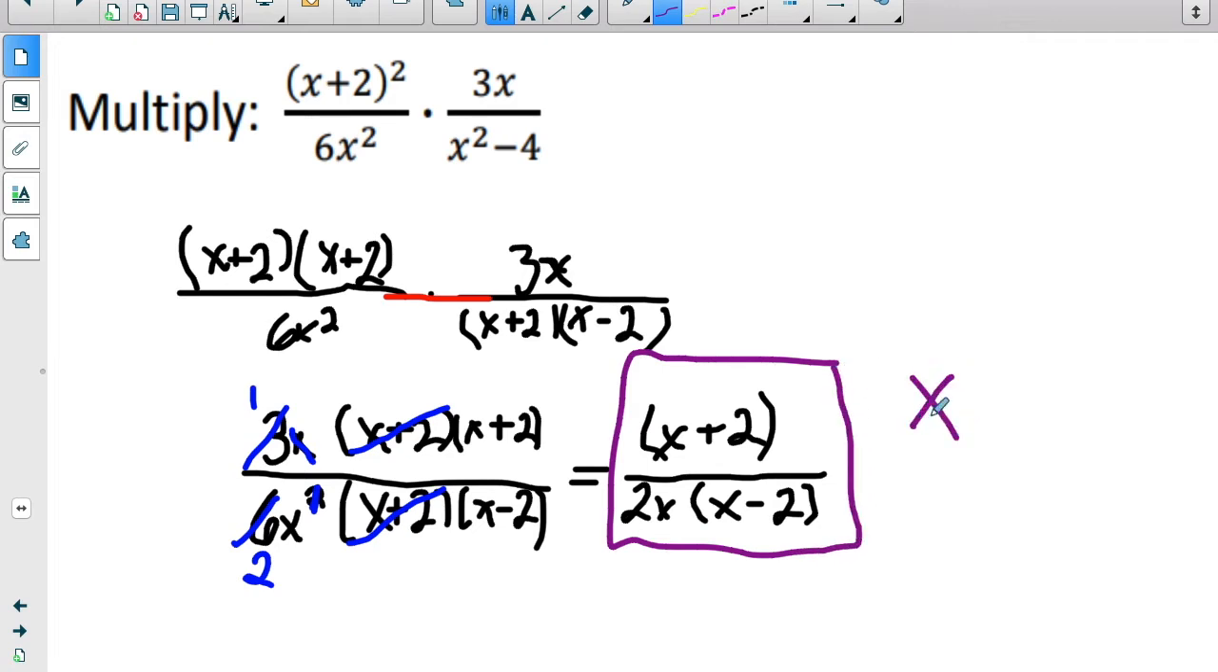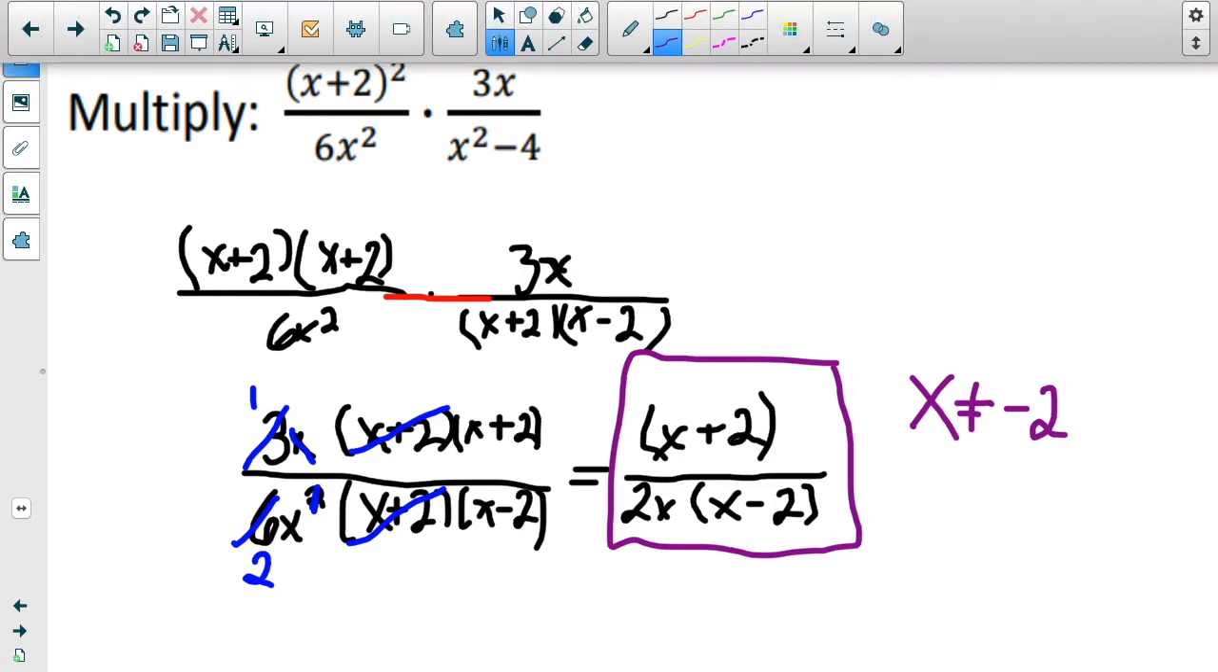And we do need to find our restrictions. Let's see what x cannot be. So the only thing that simplified out completely was the x plus 2. And what value of x will make x plus 2 0? Well, that would be negative 2. And that's all we have to do here.